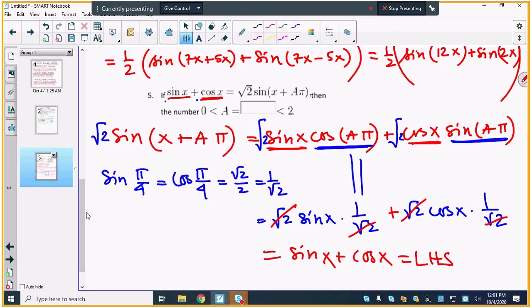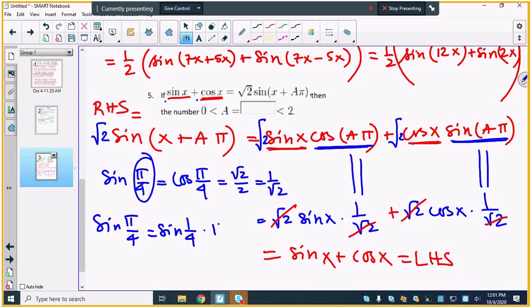So think about one more time what we have done. This is the right-hand side. We started with the right-hand side, did a bunch of manipulation, and obtained the left-hand side. And I wanted to know how much is a. Well, now we know how much is a, because both sin(a pi) should be 1 over square root of 2, and cos(a pi) should be 1 over square root of 2. That happens when a is 1/4. Think about sin pi over 4. That is sin of 1 over 4 times pi. So my a must be 1 over 4.